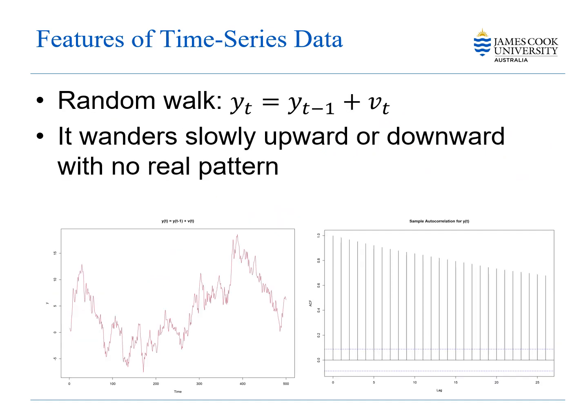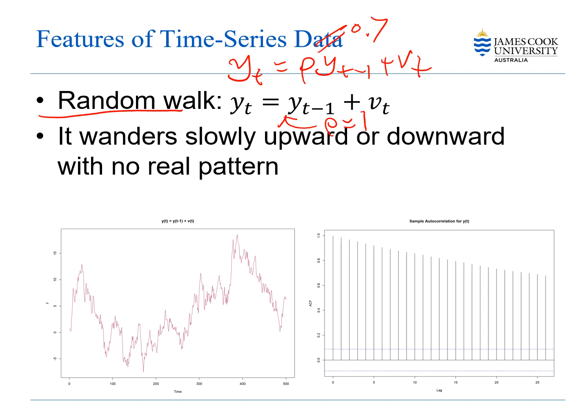Okay, let's look at this. This is called a random walk. yt is equal to yt minus 1 plus vt. Previously, we had yt is equal to rho yt minus 1 plus vt, where rho is equal to 0.7. In contrast, now rho is equal to 1 here. Rho equal to 1.